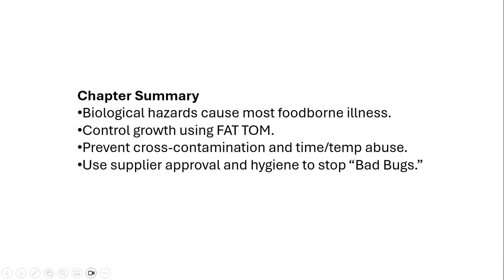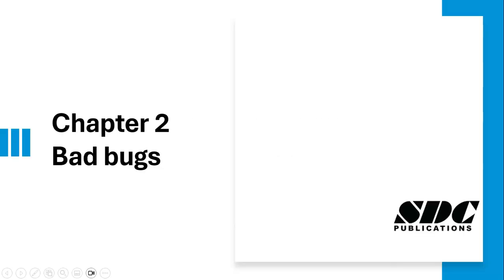So we've looked at biological hazards causing the most foodborne illness, controlling growth using our FAT TOM knowledge, preventing cross-contamination and time and temperature abuse are key, and then using suppliers that are approved and hygiene stop the bad bugs. Any questions?